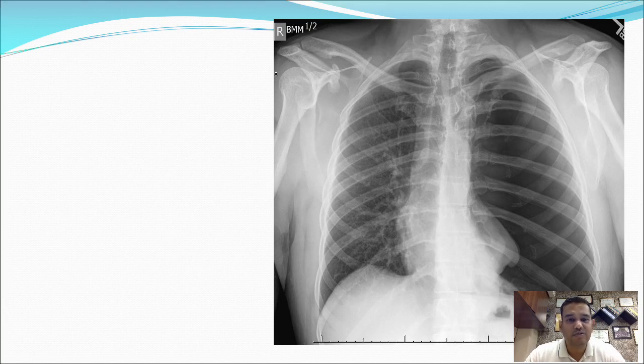Next X-ray. So what is this X-ray? Is it a plain or a contrast X-ray? Yes, you are right. This is a plain X-ray of chest because I could appreciate the ribs, and this is the clavicle, right and left clavicle. This is the dome of the diaphragm.